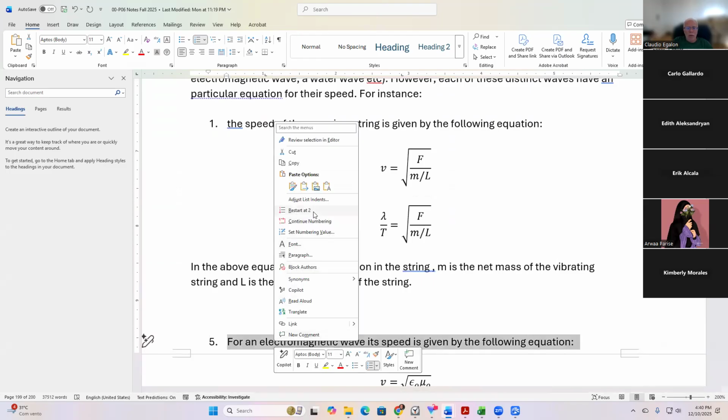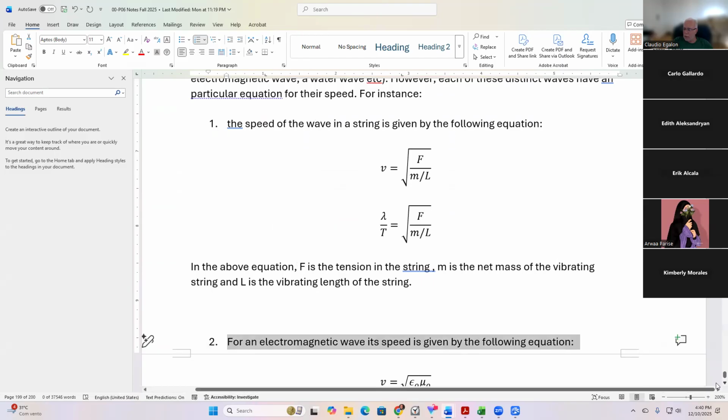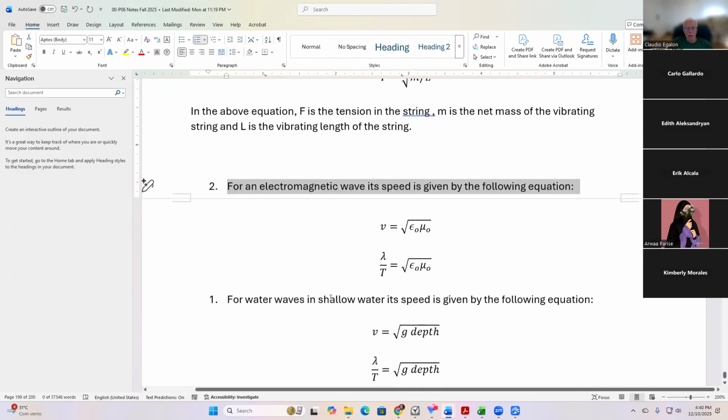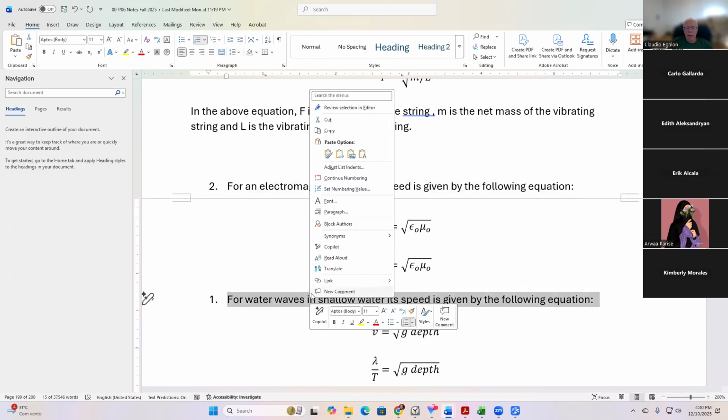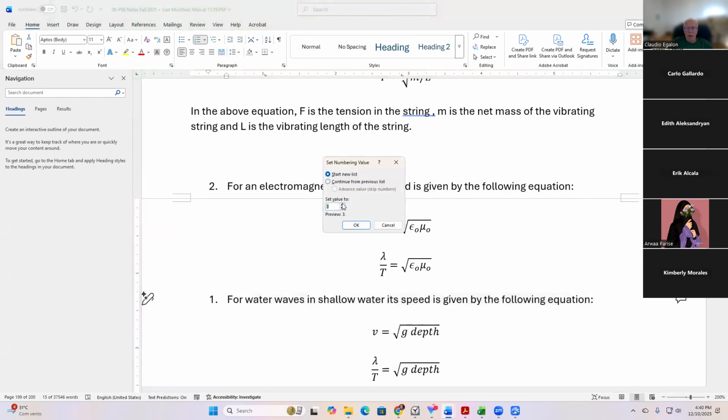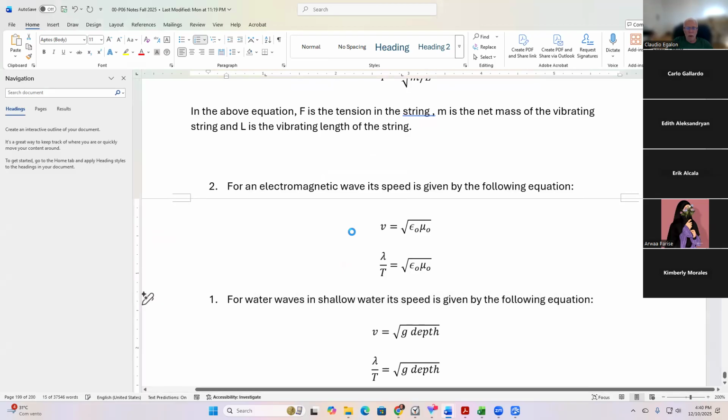Let's see if I can restart. Yeah, good. Restart was 2. This one is going to be 3, and so on. Okay, there are many other numbering settings. It takes so long. Okay, good. And so on.